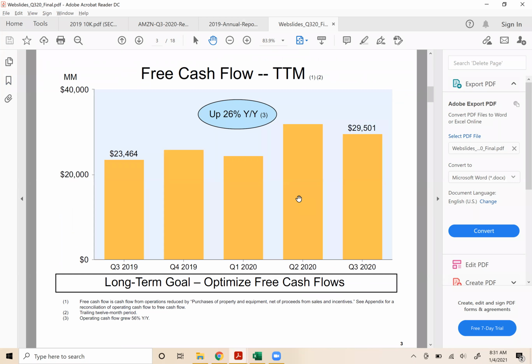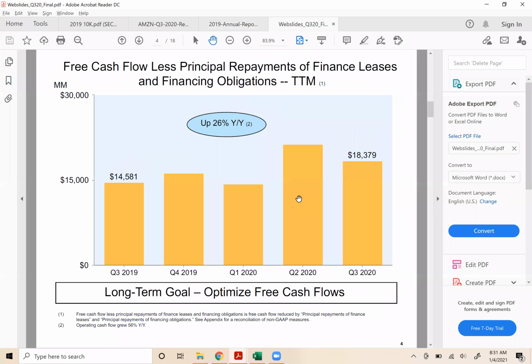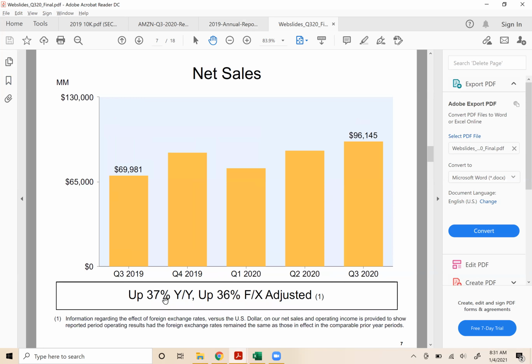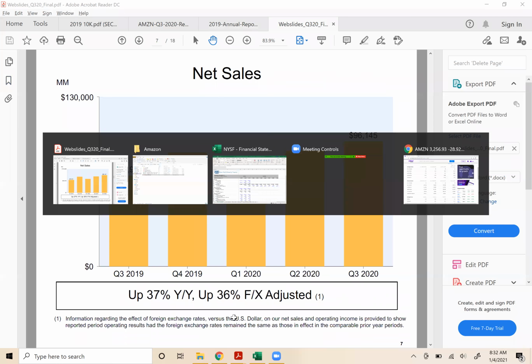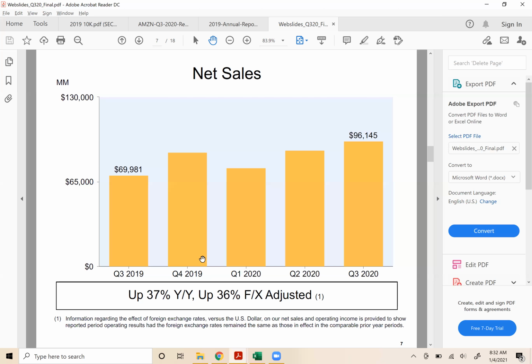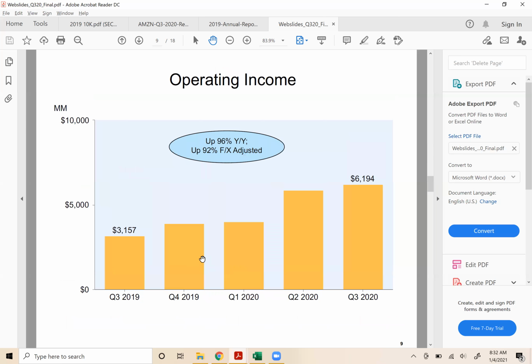So here's how their cash flows up. We can use that later. They talk about their share count, which we're going to use. Actually, this is going to be very valuable for us. Here's net sales up 37%, or say up 36% adjusted for foreign exchange. That's what we had, right? 36%, 35.5. Apparently the analysts have 18.3. I'd love to see a 5-year growth.